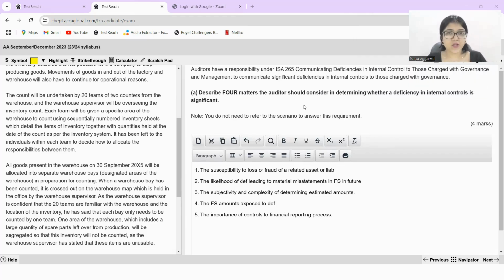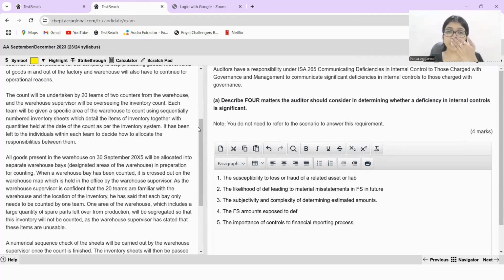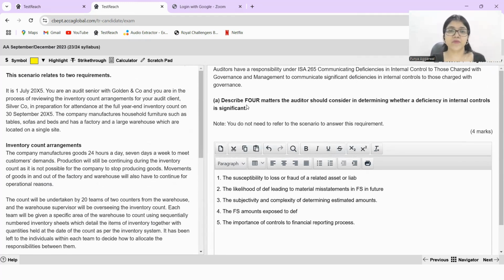Let's start with the next question, which is question number 2 of our September December 23 past paper. We are already done with question number 1, which pertained to your risk assessment portion, so you can check out the playlist before and do question number 1. Now let's start with question number 2. This is a 20 marker classic internal controls question.